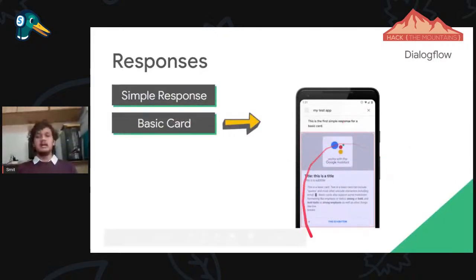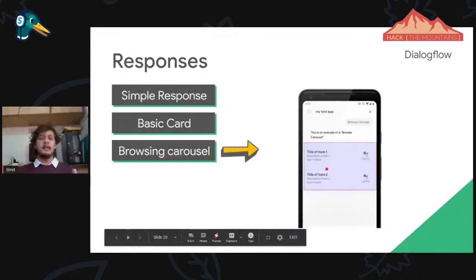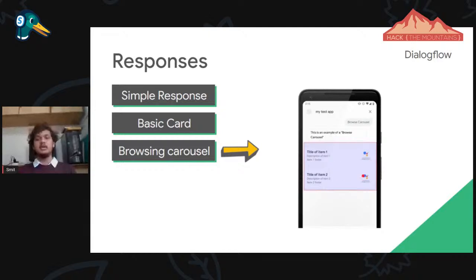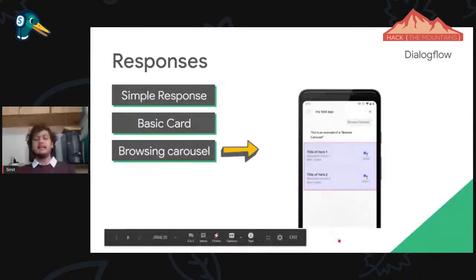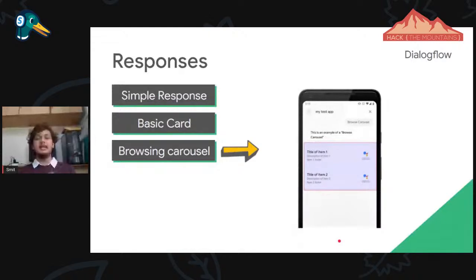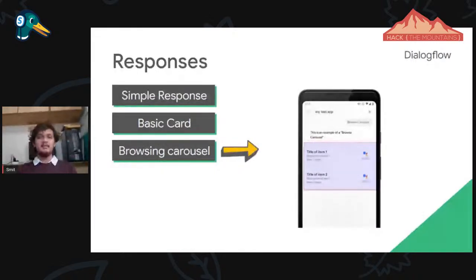Suppose this was one card, but there may be multiple cards, so you can use the browse carousel. In the browse carousel, you can add the title, image, description, and footer. And the user can click. It's an actionable event, so the user can click on a particular card and you can invoke the particular intent. Suppose I call the Hack the Mountains chatbot and click on schedule. It will give multiple options and list the events. In it you can add a minimum of two tiles. It's called a tile.